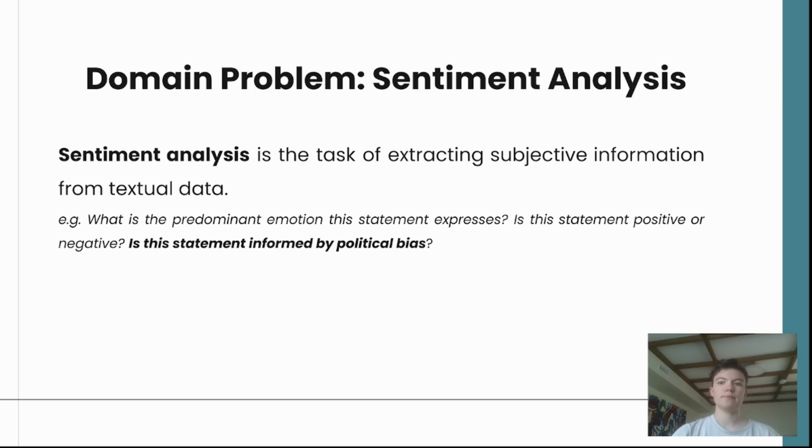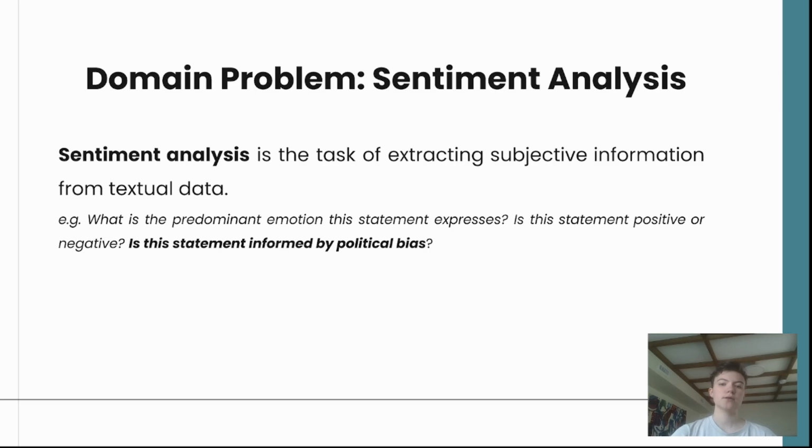In order to evaluate bias in a statement, we use a language processing task known as sentiment analysis, which is the task of extracting subjective information from textual data. This task has been used to determine the emotions in a statement, to recognize whether a statement is positive or negative, or in our case, to identify whether political bias is present in a statement. We're using a binary classifier for this due to the limitations of our dataset, but a more advanced training set would allow for significantly more nuance in this task.